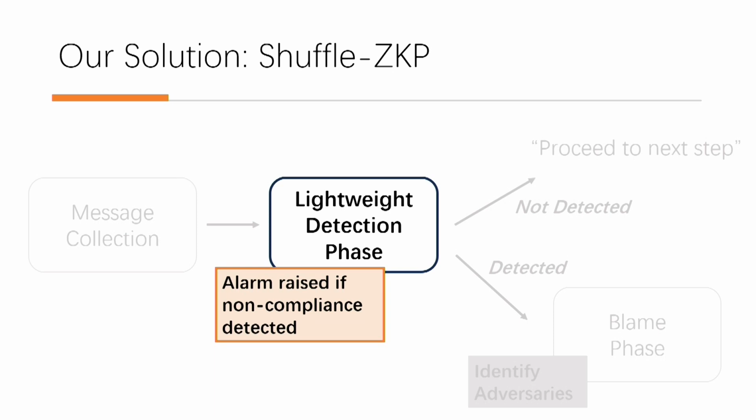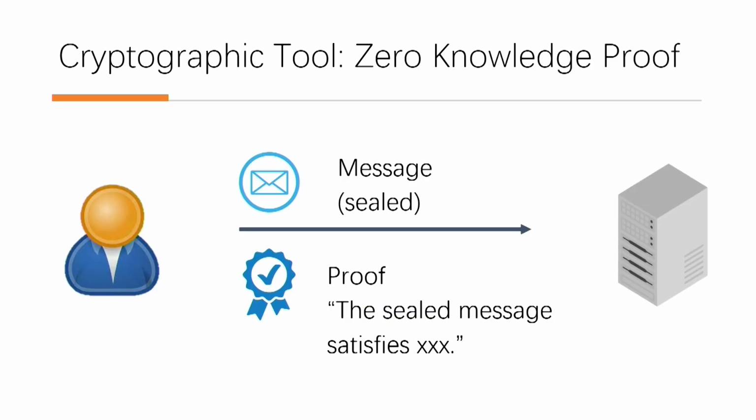Due to time constraint, today I'm only going to focus on the middle part, which is the lightweight detection phase that can raise an alarm if any non-compliance is detected. Cool. So the cryptographic tool we are relying on is zero-knowledge proof. Everyone talks about zero-knowledge proof in the first talk during this session, but it's relatively technical, so here I just give a very, very non-technical view of zero-knowledge proof.